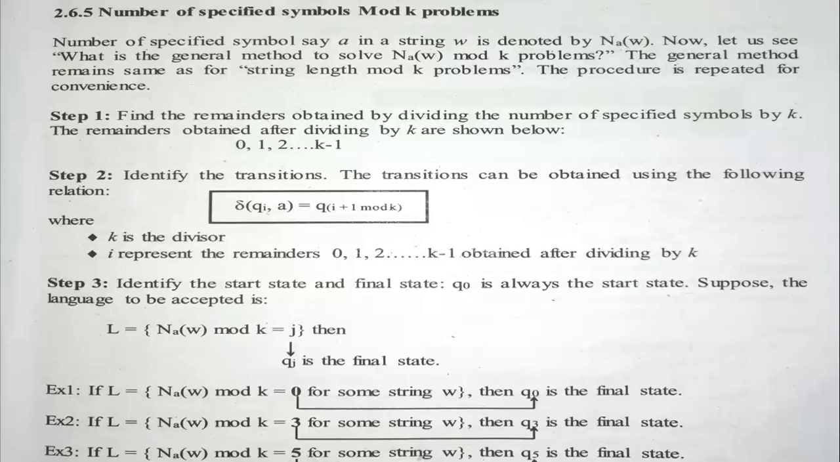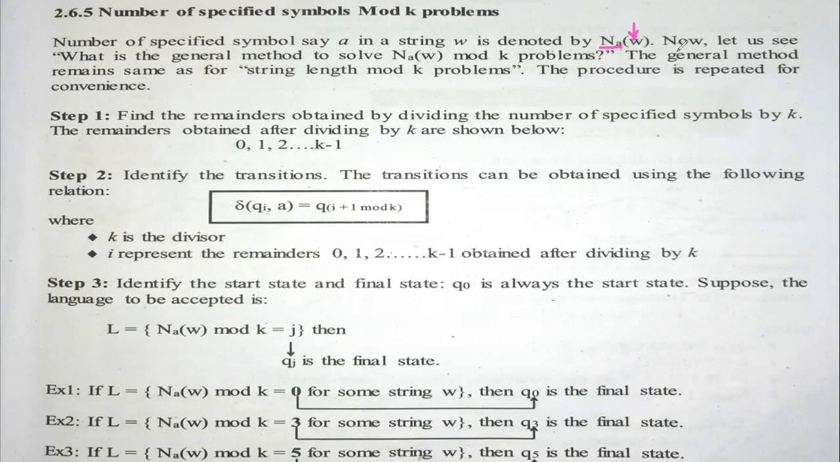The number of a specified symbol, say A, in a string W is denoted by, observe it carefully, the number of A's. We represent it by n to the base A. n to the base A stands for the number of A's in this particular word. Here W is a particular string. It may have a combination of A and B, or only A's, or it may have 0 number of A's also. Does not matter. It represents the number of A's inside the string W.